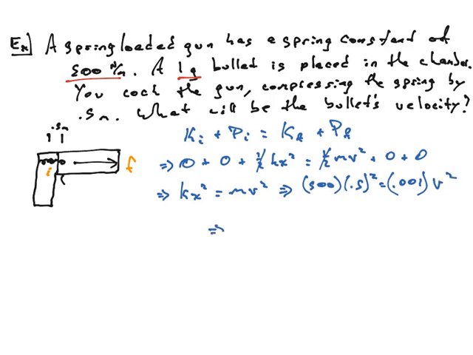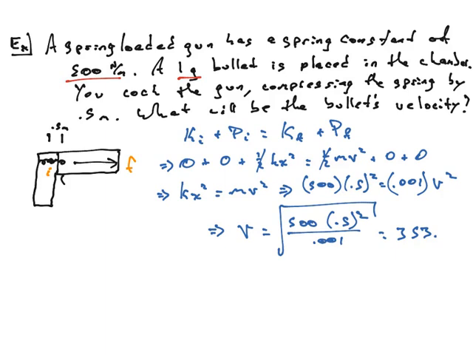All right, so v is going to be 500 times 0.5 squared. I've got to divide over the 0.001, and I have to take the square root to get rid of the square. So 500 times 0.5 squared divided by 0.001, and I take the square root, and I get 353.6.